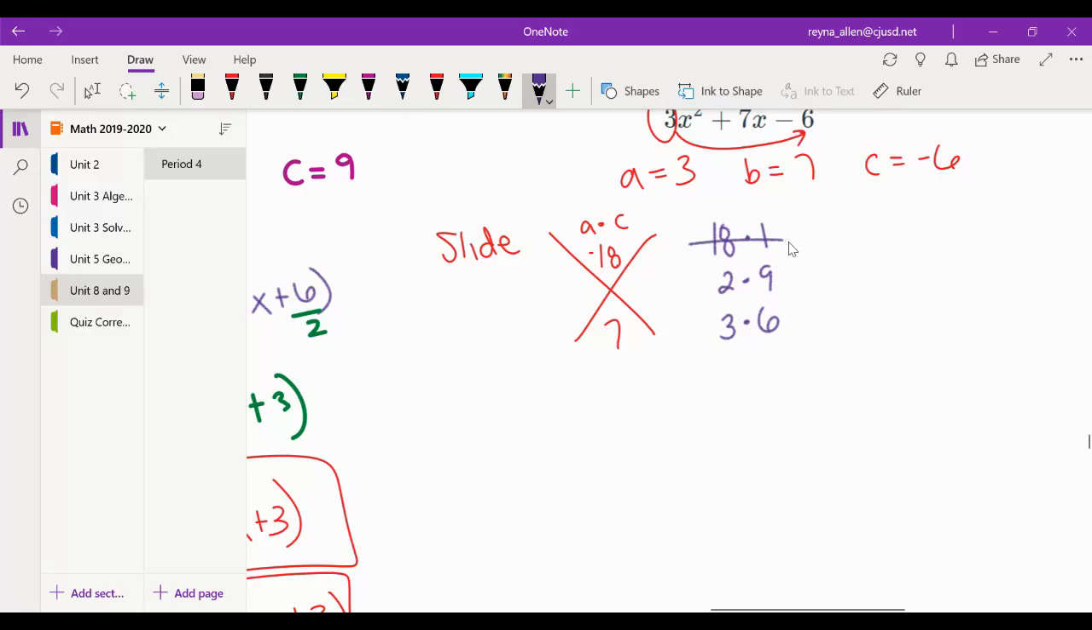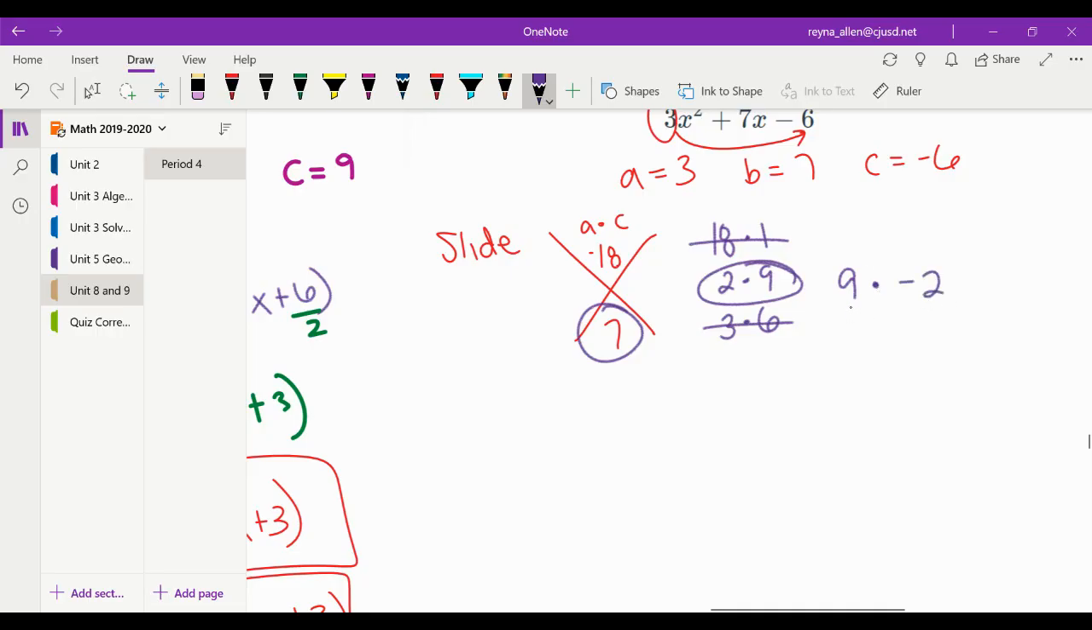18 plus 1, that won't give you 7. 3 and 6, that won't give you 7. 2 and 9, if you add them, that gives you 11. However, if you subtract them, that will give you 7. So we're going to use this one. We just need to figure out, okay, does 2 need to be positive or negative? Does 9 need to be positive or negative? So let's see. We're going to have a positive 7, which means our bigger number needs to be positive. And then our smaller number needs to be negative.